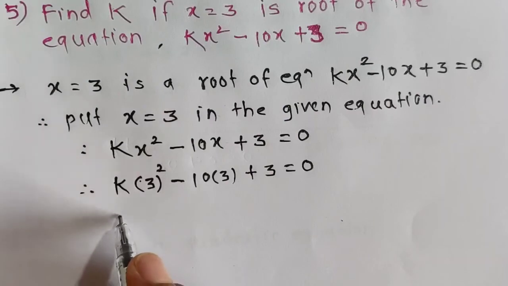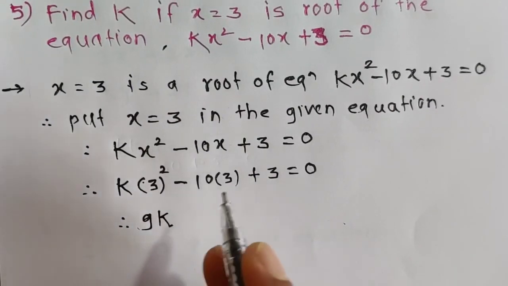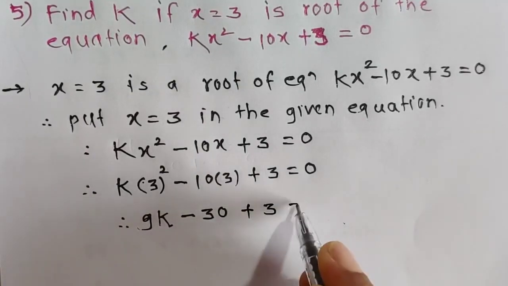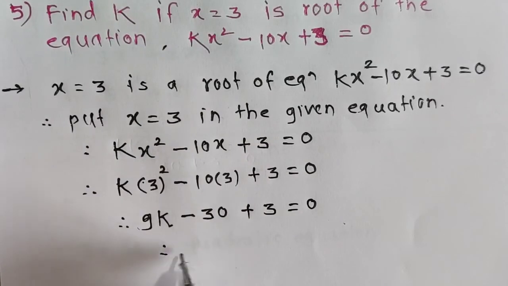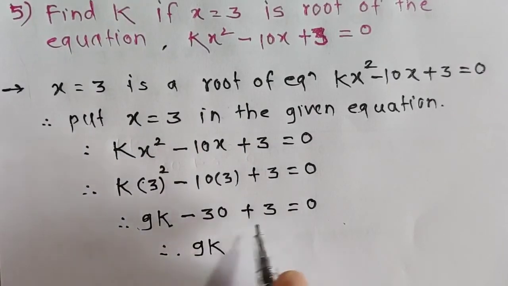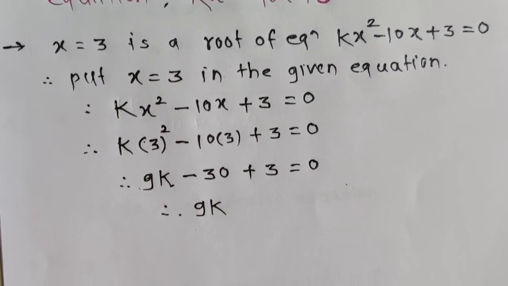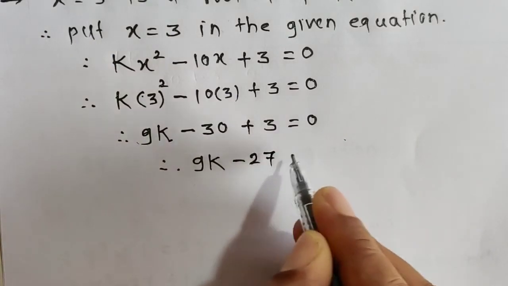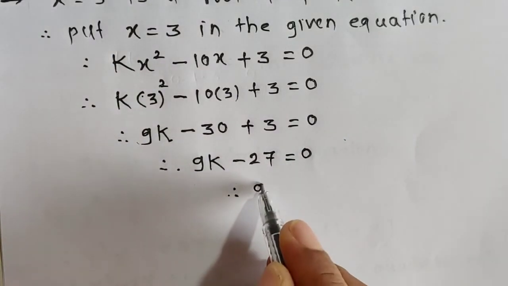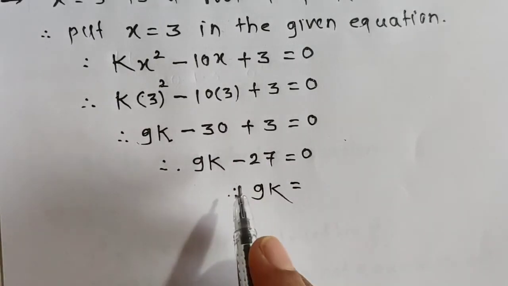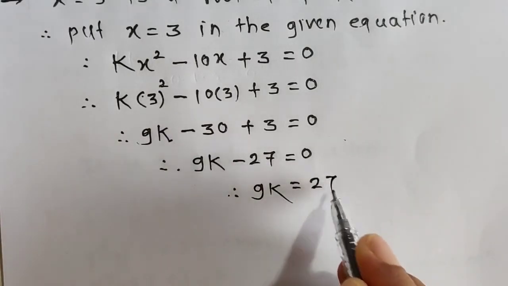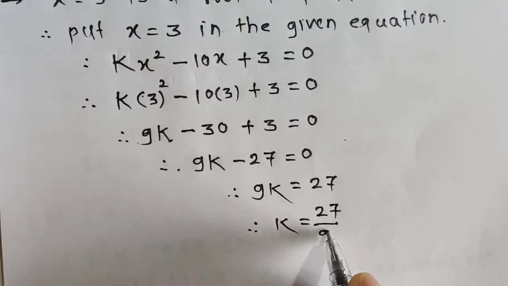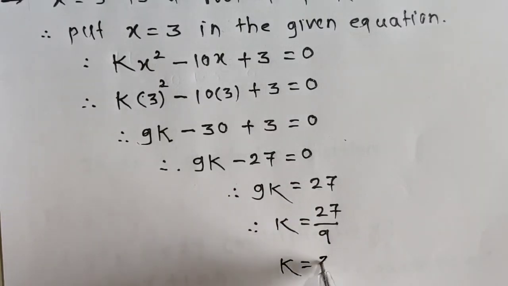Now this becomes 9k. 3 square is 9, minus 10 into 3 is 30, plus this 3 is equal to 0, and therefore 9k, this minus 30 plus 3, subtract the smaller number from the larger one and take the sign of the larger one, so it is minus 27 is equal to 0, and after simplification we get 9k is equal to that minus 27 becomes plus 27. Now divide by 9, so k is equal to 27 divided by 9, so k is equal to 3.